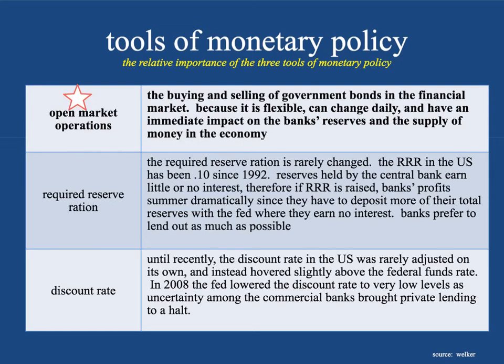The second thing, and this should sort of fall in place for you, is the required reserve ratio. I butchered that word twice. The required reserve ratio is rarely changed. The required reserve ratio in the U.S. has been 0.1 or 10% since 1992. And that means that reserves held at the central bank earn little or no interest, and therefore if this required reserve ratio is raised, banks' profits drop dramatically, since they have to deposit more of their total reserves in the Fed, where they earn no interest. So banks prefer to lend out as much as possible.